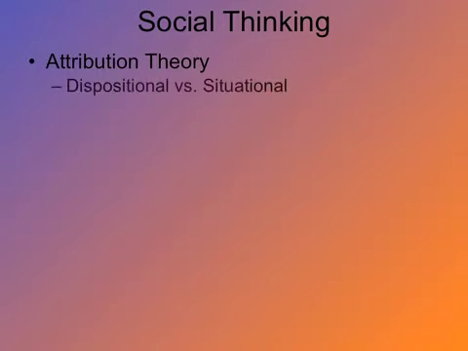Okay, so our first section is on social thinking. And the first topic to discuss is what's known as the attribution theory, where we attribute behavior from coming from, or what do we think the source of our behavior is. Okay, and so basically, we tend to look at behavior as either coming from internal disposition, like just who we are as a person, or we can look at it as being situational, which would be looking at external factors or external situations.